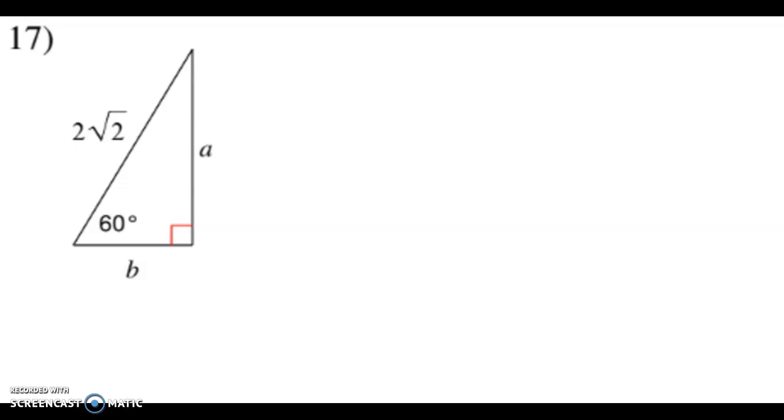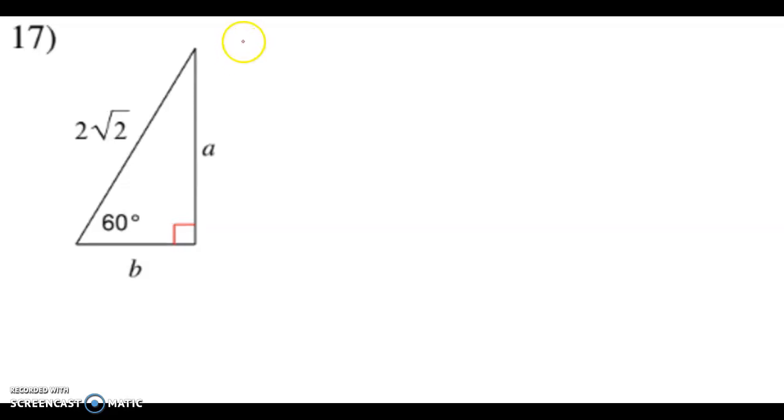All right, we want to solve for the missing sides here, A and B. So the first thing we need to recognize is that this is a 30, 60, 90 triangle, which has side ratios of 1 to root 3 to 2. So here's my 30-degree angle.